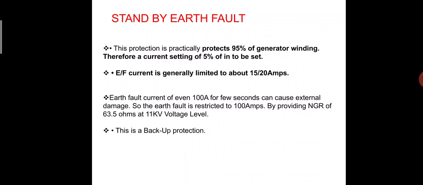Earth fault current of even 100 amperes for a few seconds can cause external damage. So the earth fault current is restricted to 100 amperes by providing a neutral grounding reactance of 63.5 ohms at the 11 kV voltage level. This is a backup protection.